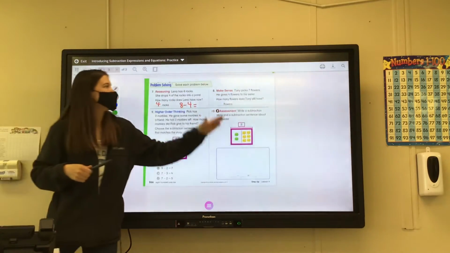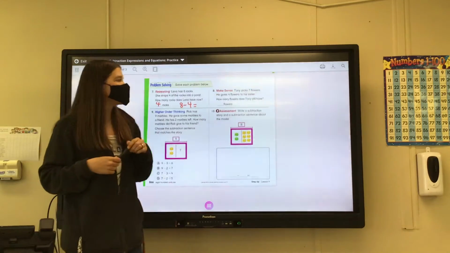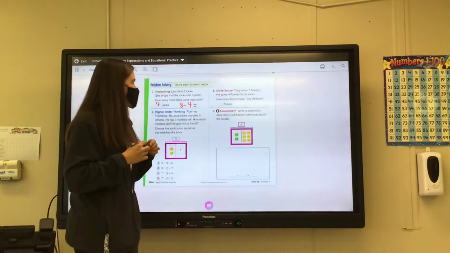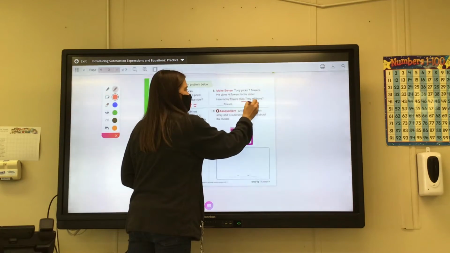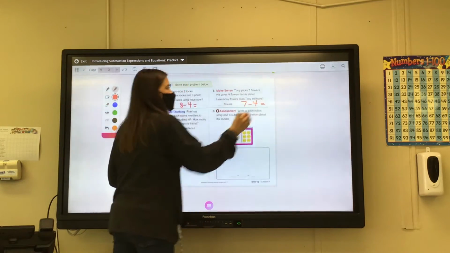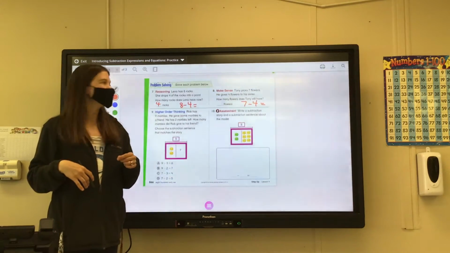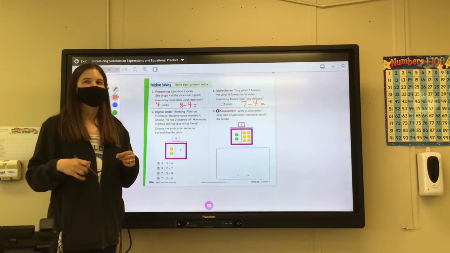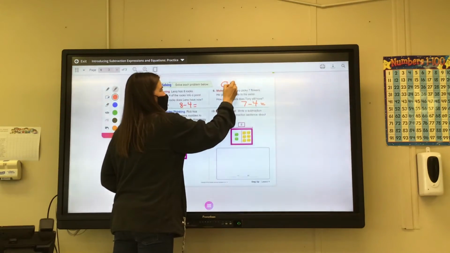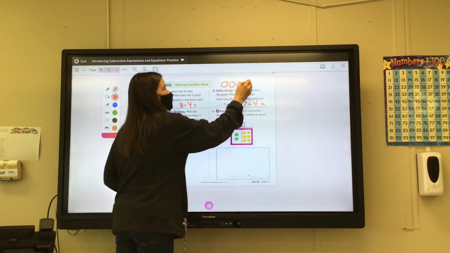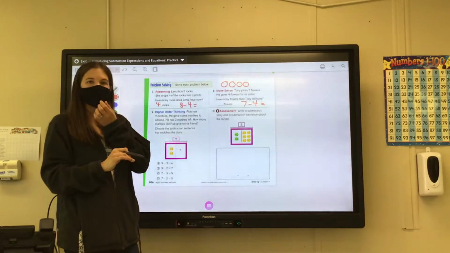Okay, now look at number 8. Tony picks 7 flowers. He gives 4 flowers to his sister. How many flowers does Tony still have left? So he had 7. He gives away 4. How many does he still have left? 3. Okay, so if you have 7, you can do it like we've done it before, where you draw 7 and cross out 4 to find out how many are left.